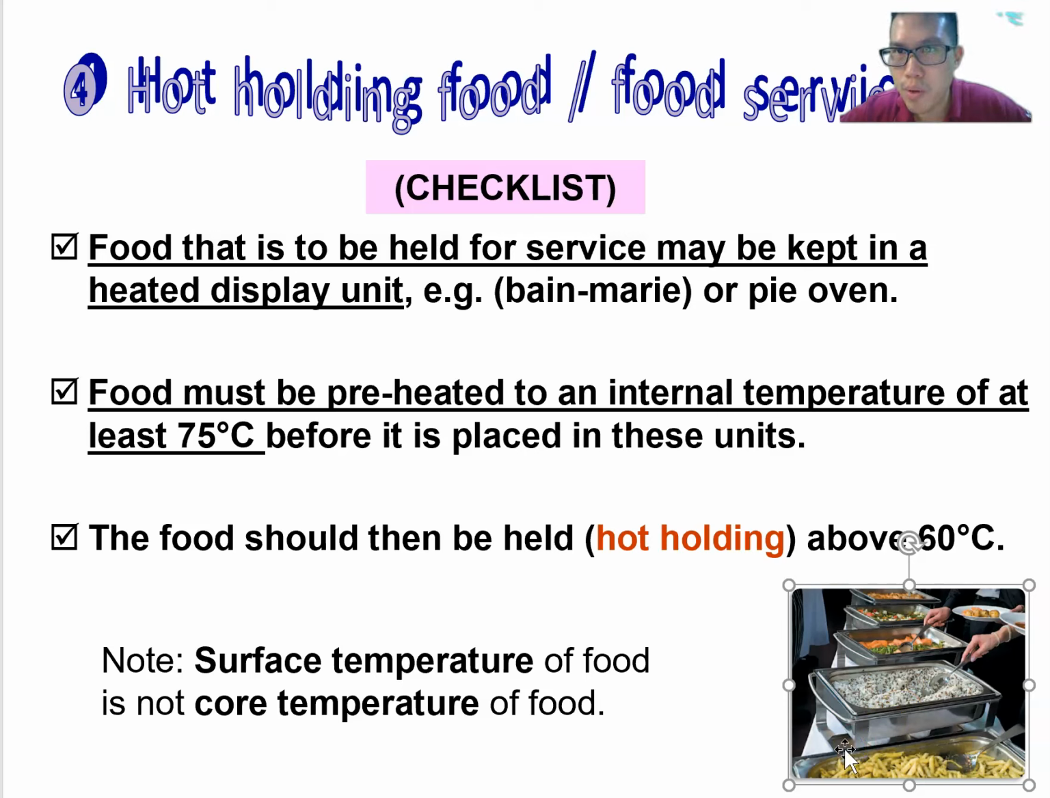To prevent microorganisms from growing, because microorganisms don't like temperatures above 60 or 75 degrees Celsius. So you make sure you hold it at that temperature. Because in a buffet line, the food is not served directly. It may be there for half an hour, 1 hour, 1.5 hours or 2 hours. So you need to make sure it's above 60 degrees Celsius.